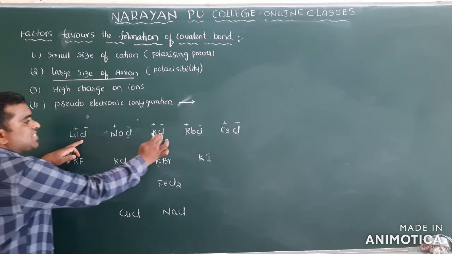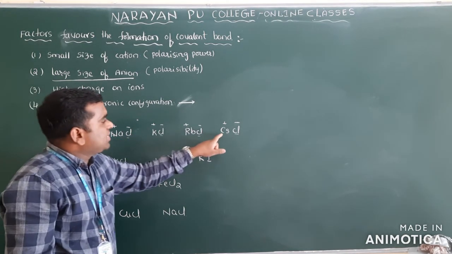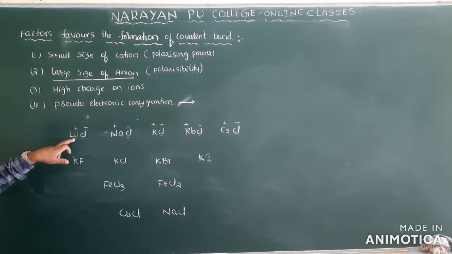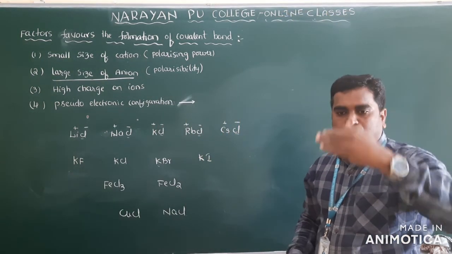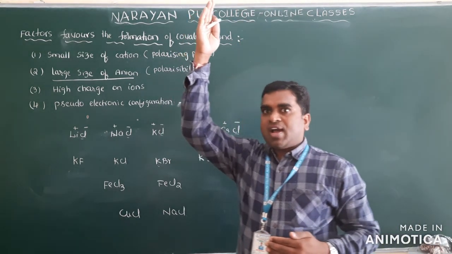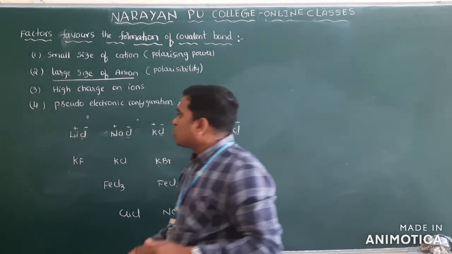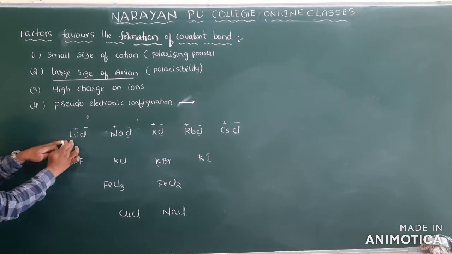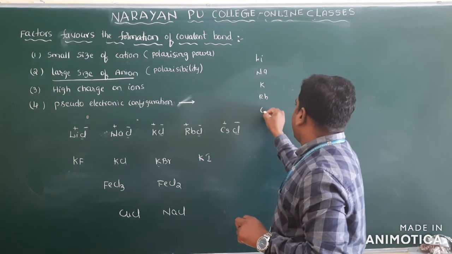So in all cases the anion is the same, but what is the difference here? The cation is different. So don't bother about the anion here, see the cation. The cations are lithium, sodium, potassium, rubidium, and cesium, first group elements. As you are moving from top to bottom along the group, size increases. So we know that a small cation favors the covalent bond. Which one is the small cation here? Lithium, sodium, potassium, rubidium, cesium.